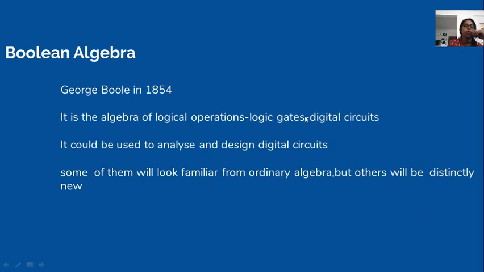The operations performed by logical gates are on the basis of this algebra; our digital circuits are using this Boolean algebra. And this Boolean algebra can be used to analyze and design digital circuits. If you have an understanding of Boolean algebra only, you can understand and design digital circuits.